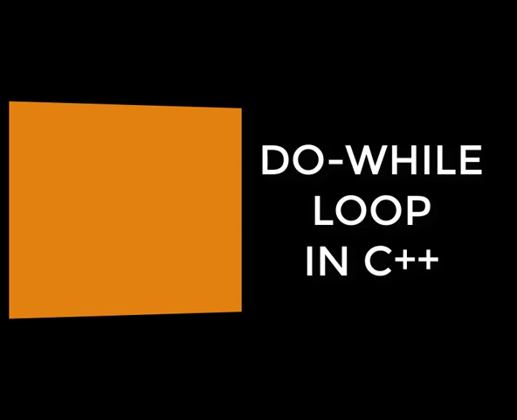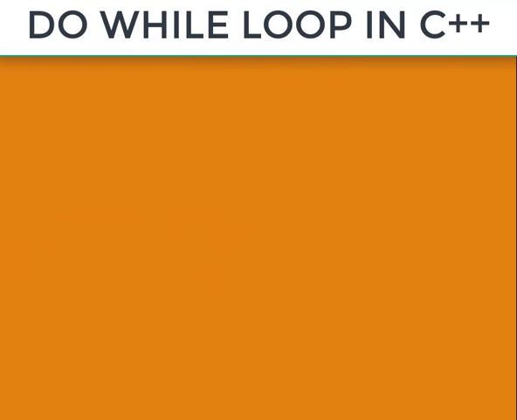Hi, in this video we will see how the do-while loop works in C++. C++ has three types of loops: the while loop, the do-while loop, and the for loop. In this video we will see how the do-while loop is designed and used in C++.